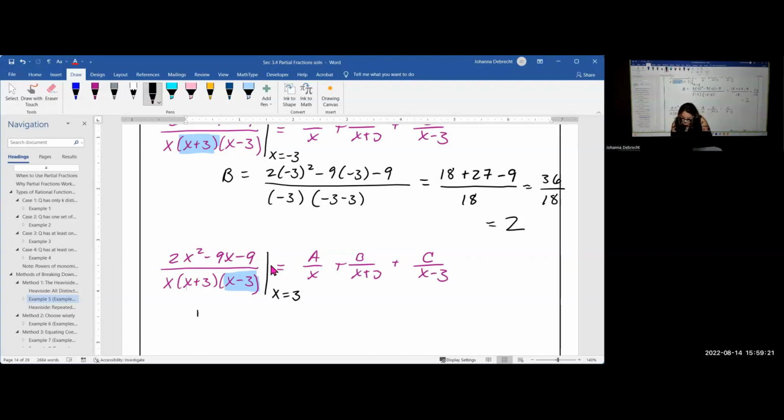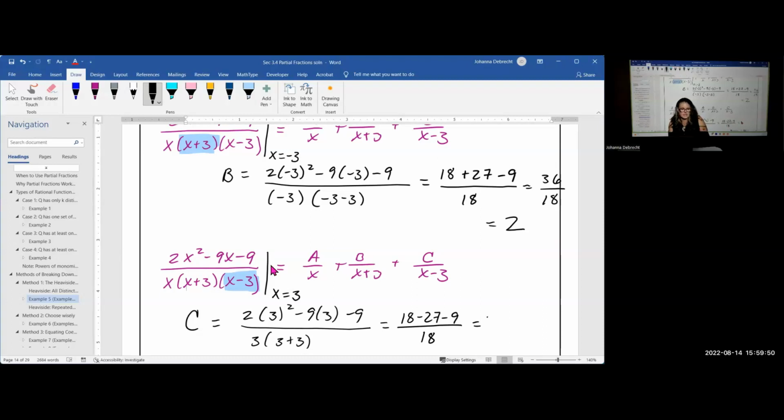So this is going to give us the value of C, which is going to be 2 times 3 squared minus 9 times 3 minus 9 divided by 3 times 3 plus 3. So in the numerator, that gives me 9 times 2 is 18 minus 27 minus 9 over 3 times 6, which is 18 again. That's 36. I'm getting negative 18 over 18. Is that what you guys are getting? Let me check my work and make sure that I haven't made a mistake.